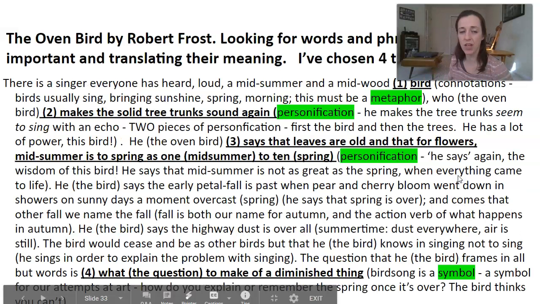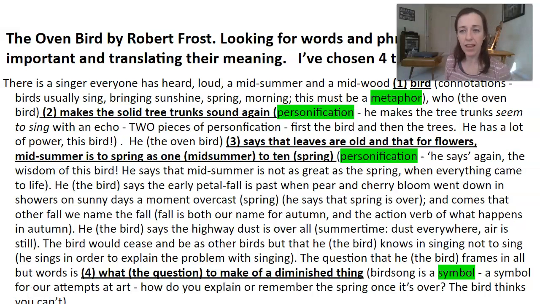3, metaphor, personification, and symbol. So I've chosen to highlight 4 words and phrases that are important, and I'm translating their meaning by collecting their connotations. That's what you're going to do for your big Google Doc today. So this move, I'll only ask you to do it for one word or phrase, like a really important moment. And I'm asking you to connect it to the message, draw out a paragraph or so of meaning. But just for the practice, I'll do it with 4 here.